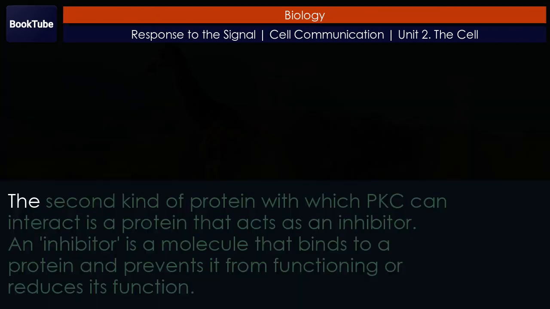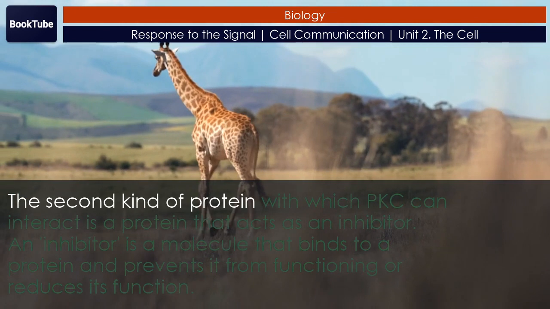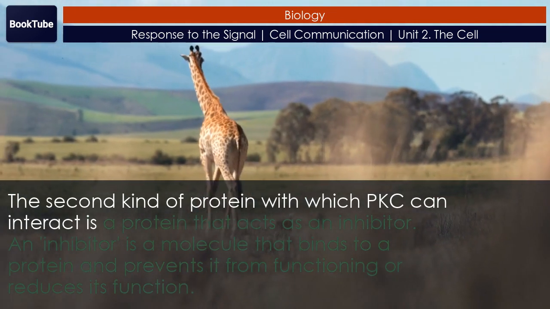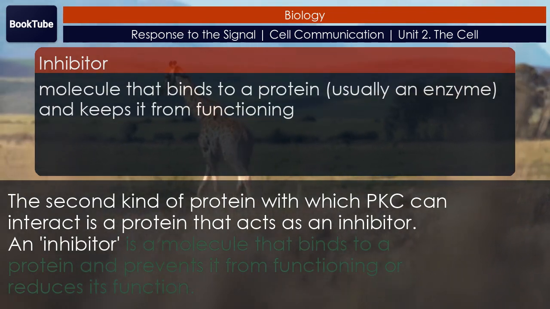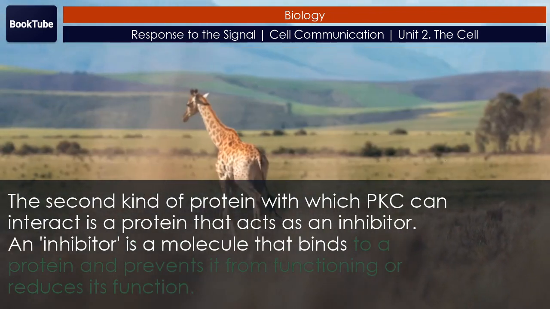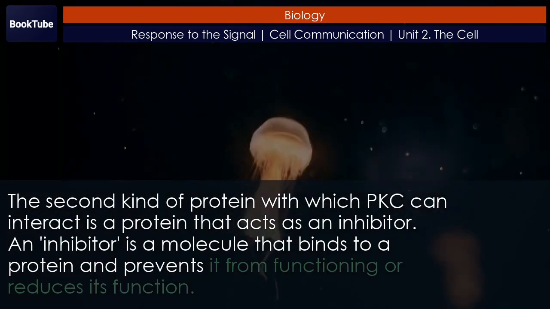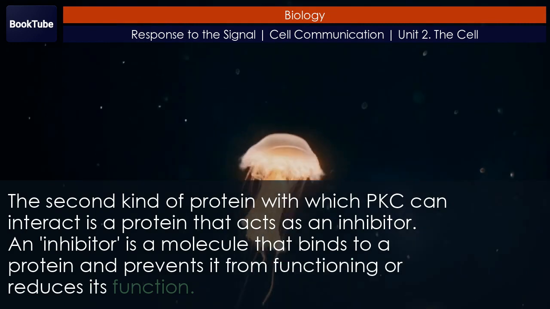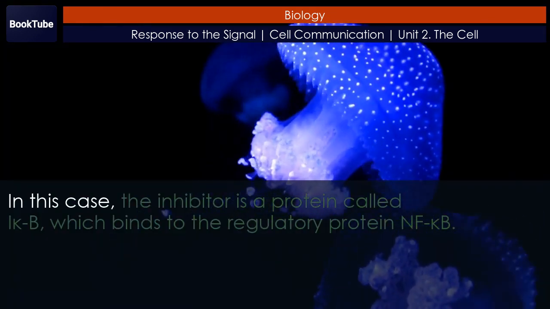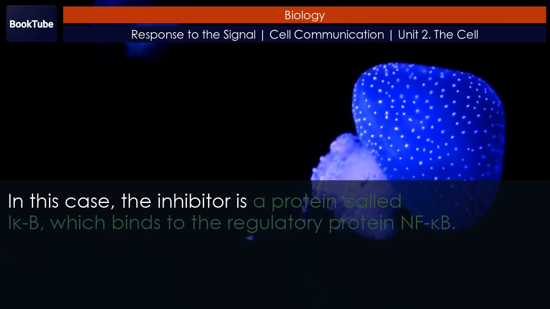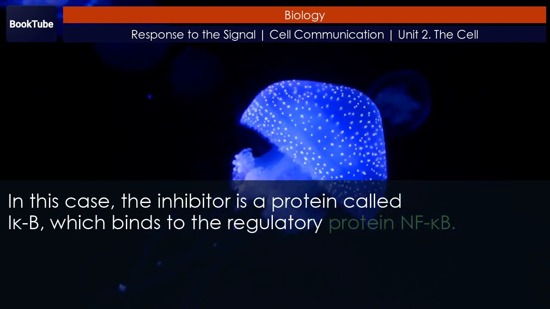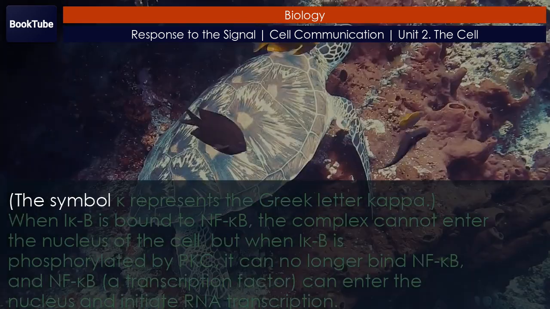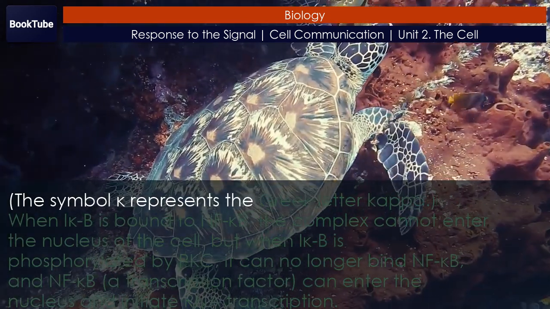Figure 1. The second kind of protein with which PKC can interact is a protein that acts as an inhibitor. An inhibitor is a molecule that binds to a protein and prevents it from functioning or reduces its function. In this case, the inhibitor is a protein called I-kappa B, which binds to the regulatory protein NF-kappa B. The symbol kappa represents the Greek letter kappa.